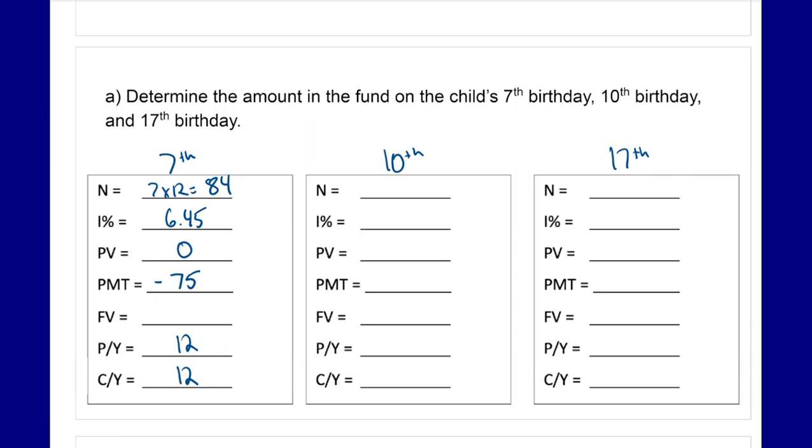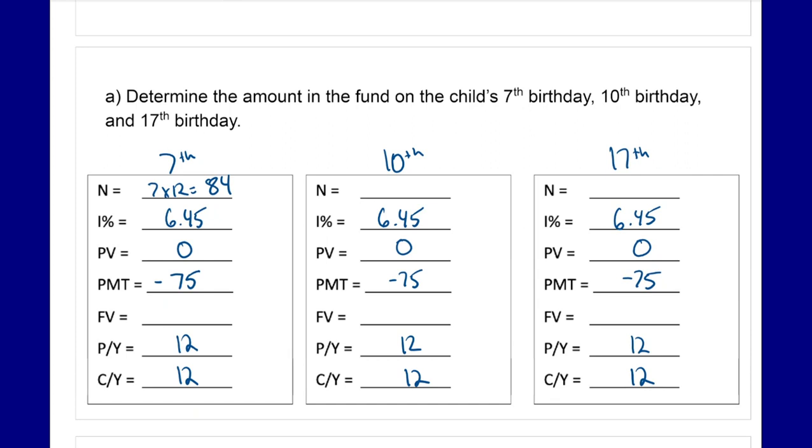Now, we could go to our TVM solver, but let's fill out the rest. Really, most of it's going to stay the same. 6.45%, 0, negative 75, 12, and 12. Right, so we're doing new calculations for every scenario.